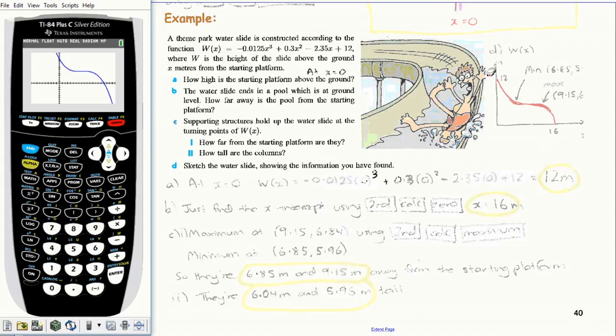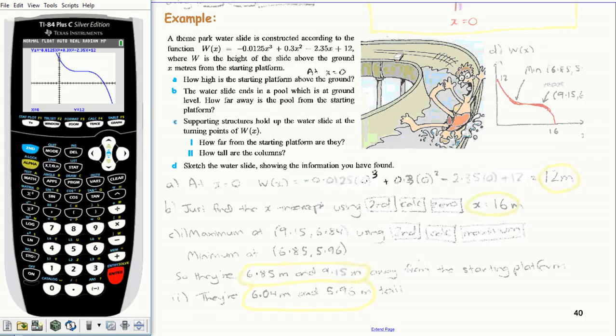Okay, so what they want to know is how high is it above the ground. So they want to know what that little height is there. So you could just find the y-intercept. You could go second calc, value. At the y-intercept, x is always equal to 0. Enter. It's 12. So that's a way you could do it.